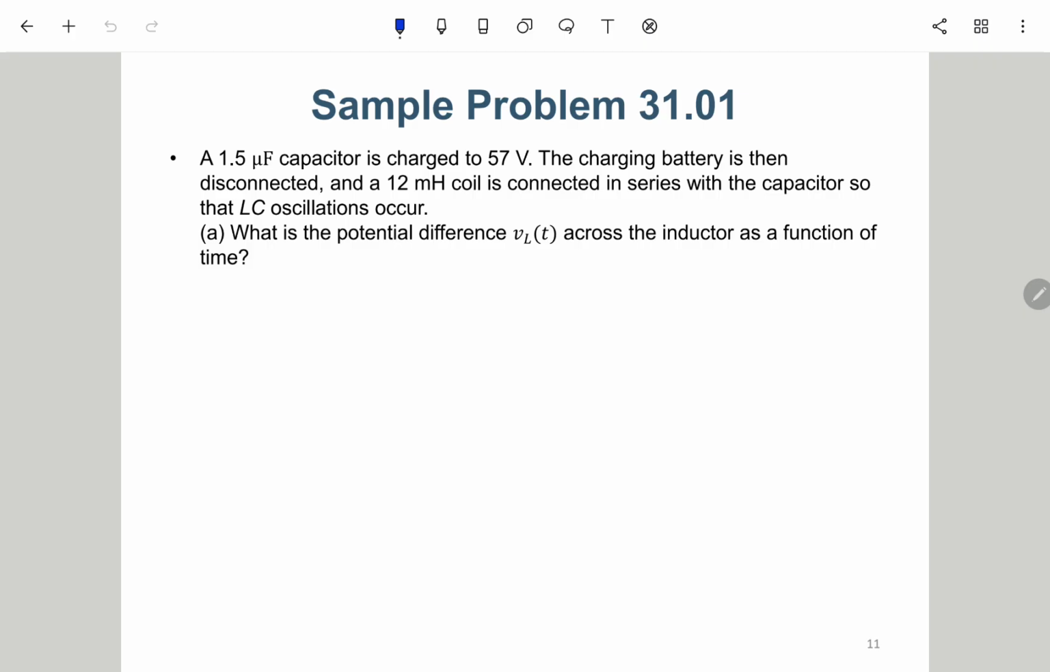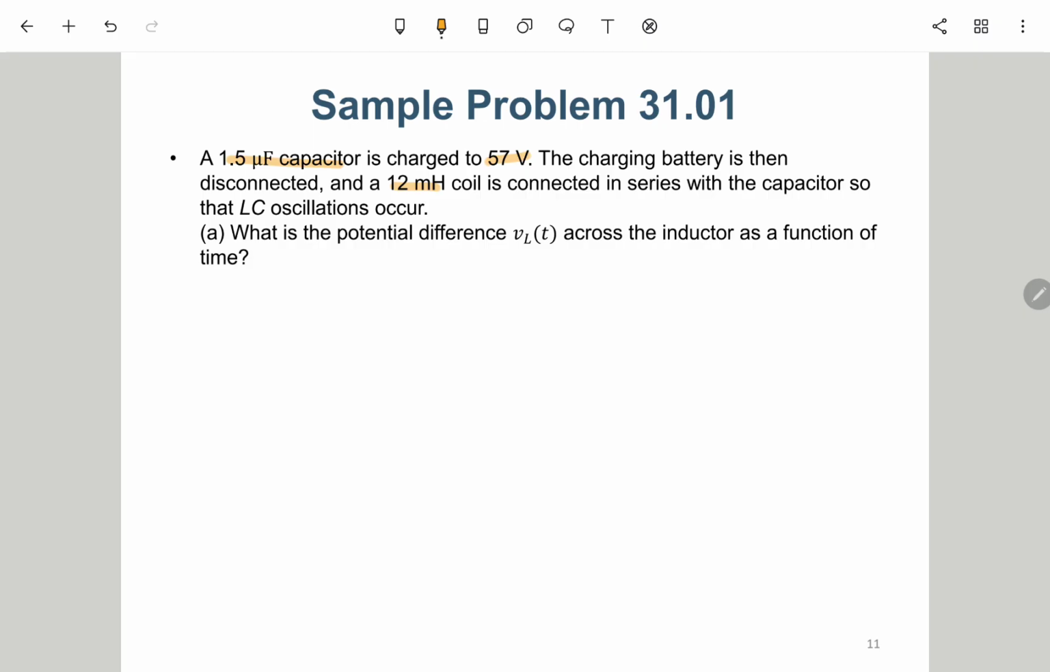Okay, so here we have a sample problem. A 1.5 microfarad capacitor is charged to 57 volts. The charging battery is then disconnected, and a 12 millihenry coil is connected in series with the capacitor, so that LC oscillation occurs. It tries to tell you how to store some energy in the LC system. You connect the capacitor to a battery so that some charge is pre-stored in the capacitor, with some energy stored in the E field. Then you disconnect the battery and connect it to the inductor, so that there is energy pre-stored in the LC oscillator.